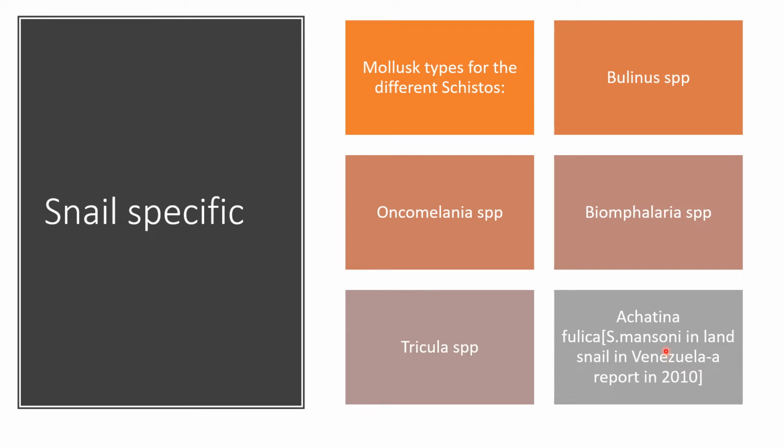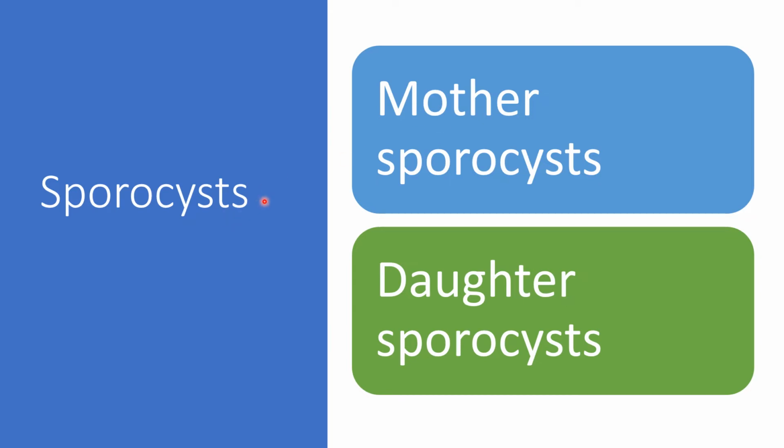Now, I've shown you the example of the land snail the other time, Achatina fulica. That is not common as an intermediate host when it comes to schistosomiasis. But in 2010, a report came from Venezuela that the land snail Achatina fulica was playing host to Schistosoma mansoni. Remember that we're still in the intermediate host.